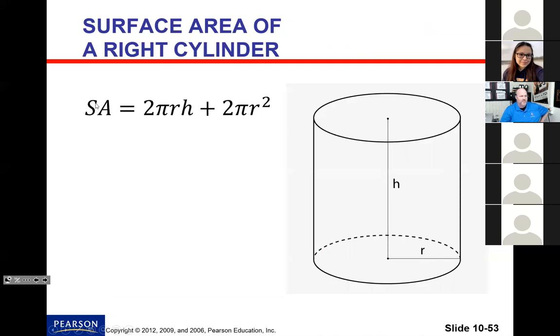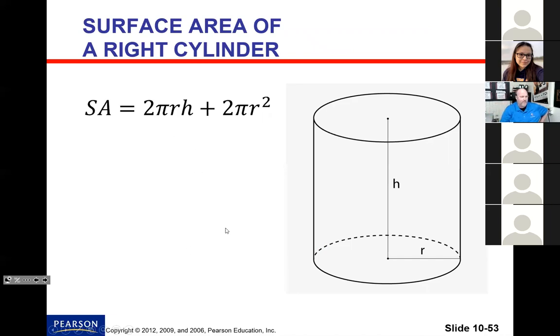Here's the formula here. Surface area is 2 pi r h plus 2 pi r squared. Now, if you actually look at this, 2 pi r squared at the end here is the area of the circle on the top and the area of the circle on the bottom. And then this part here is what you get if we unroll that whole outside rectangle. Okay. And again, you don't have to memorize the formula, you just got to know how to use it.